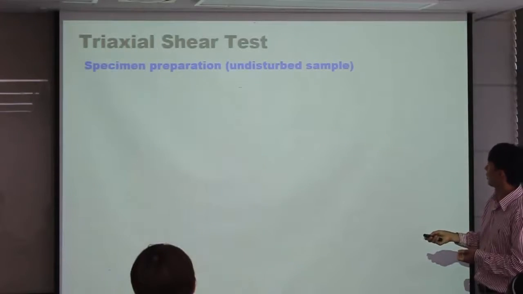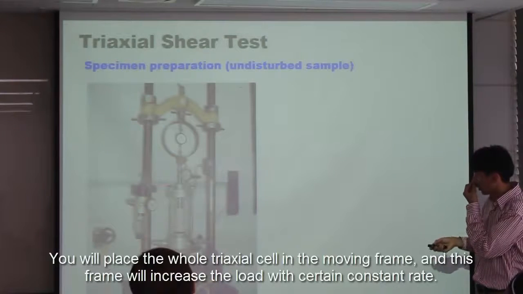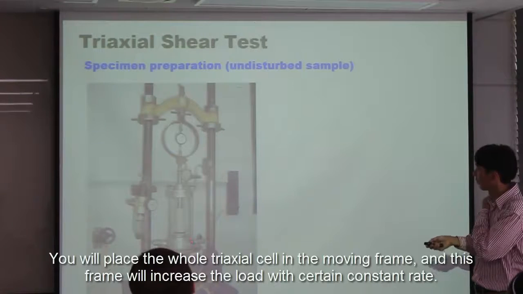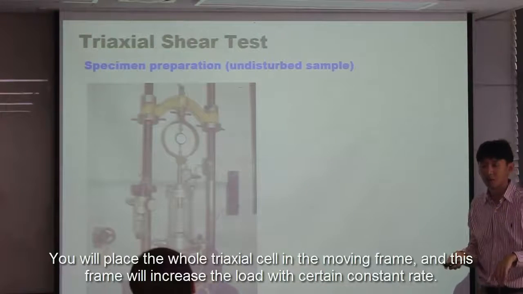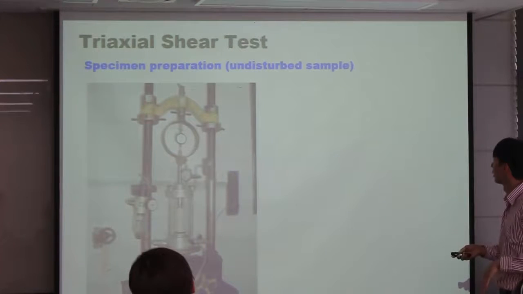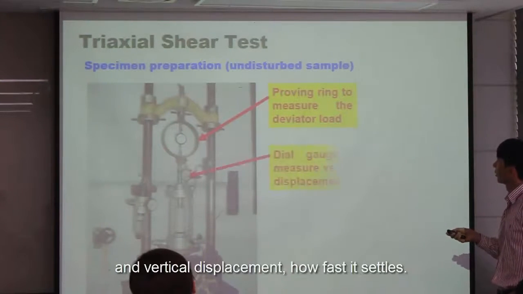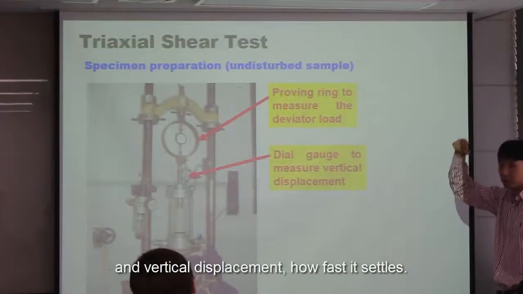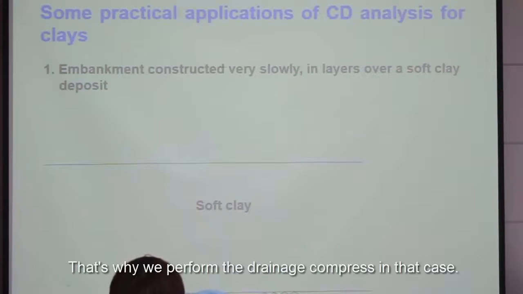Then after you've done this, you will place the whole triaxial cell on the loading frame, and this loading frame will increase the load at a certain constant rate. Here, what you measure is the vertical force and vertical displacement, how fast it settles. Excess pore pressure will be dissipated right away, immediately. Right? So that's why we perform the drained loading test in this case.